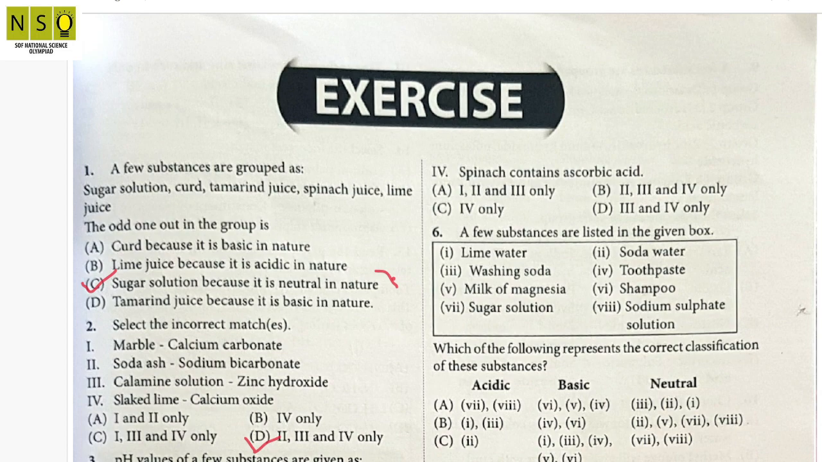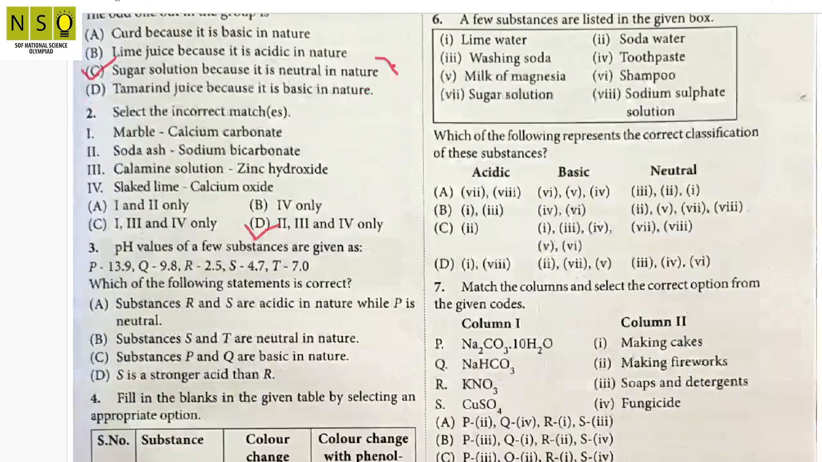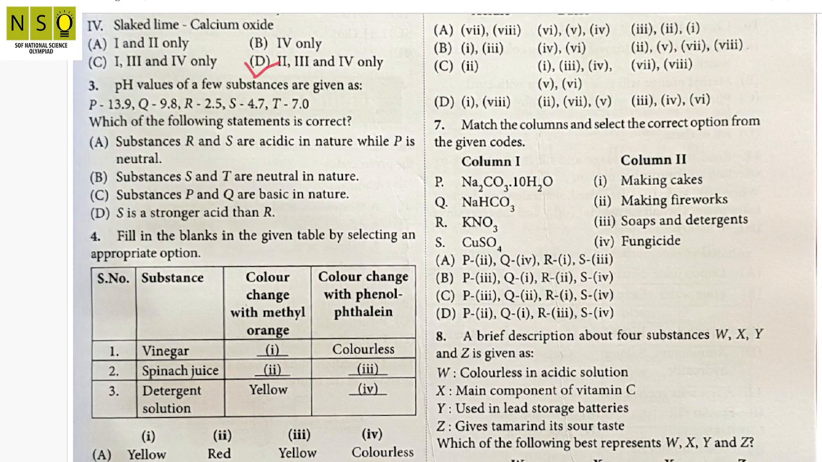Next we move on to question number 3. It says that pH values of a few substances are given as P is equal to 13.9, Q is 9.8, R is 2.5, S is 4.7 and T is 7.0. Which of the following statements are correct? Now there are 4 statements given and we have to find which statement is correct.